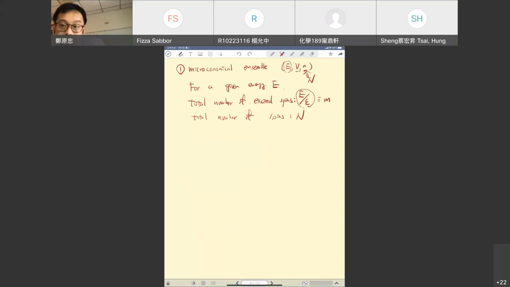And what is the number of combinations in this case? It's easy to calculate, right? This number of combinations is the number of states, omega of E and n. Actually, it will be n choose m. You have n spins, and out of those n spins, you need m of them occupied. N choose m. And we know how to calculate n choose m: n factorial divided by m factorial times n minus m factorial.